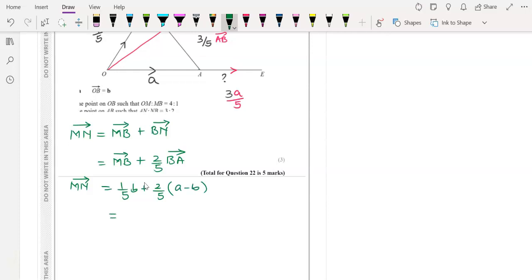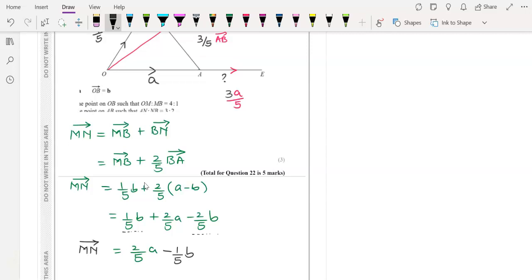So let's simplify. 1/5 of B, open the bracket, 2/5 of A minus 2/5 of B. So 2/5 of A, 1 upon 5B minus 2 by 5B. That will give me minus 1/5 of B. So I have the value of vector MN.